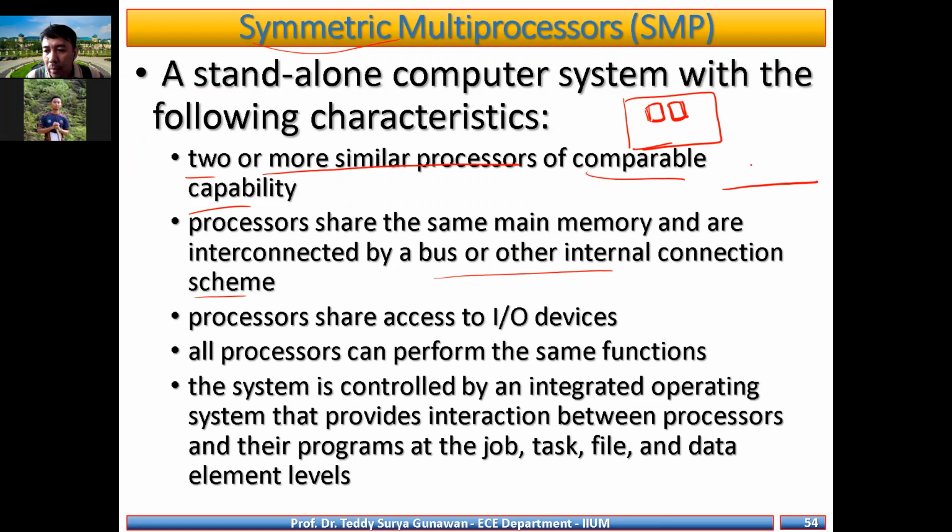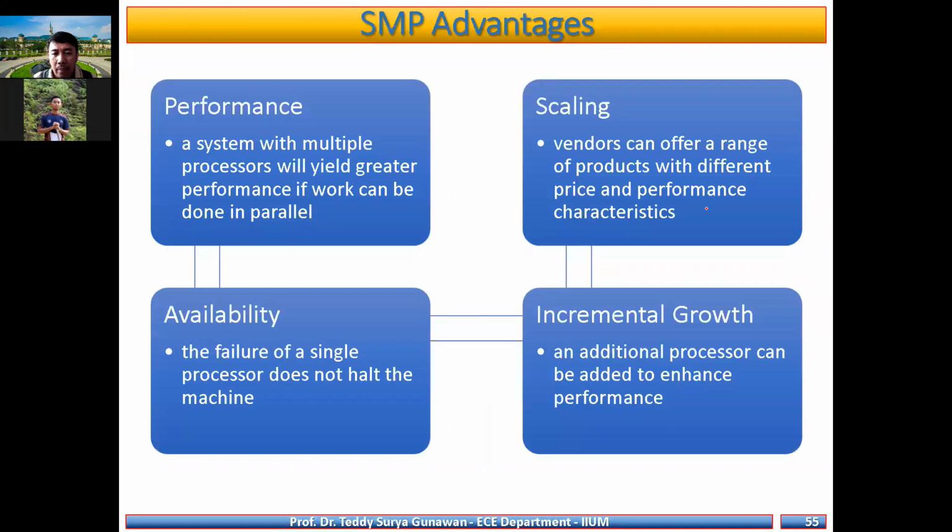So what happens is you have the processor, you go to the IO bus, and then it's connected to memory. The processors share access to the IO devices and can all perform the same function. They are controlled by an operating system that provides interaction with the processors. So the load is now on the operating system, how to balance the workload between CPU number 1 and CPU number 2.